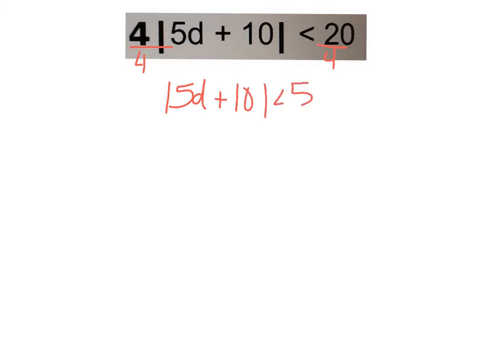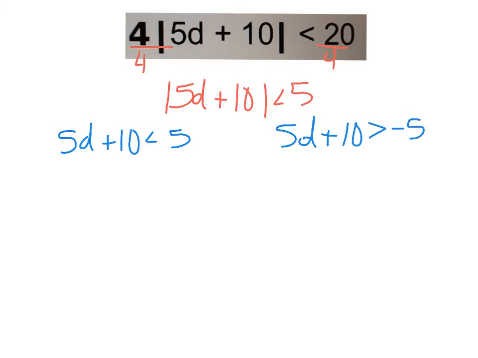Now that my absolute value is alone, now I can write my two separate inequalities. So 5d plus 10 is less than 5, and then 5d plus 10 is greater than negative 5. Do not forget to flip your inequality symbol when you go to the negative number. Solving each separately, so the variable is being multiplied by 5 and added by 10, so we're going to subtract 10. On the right hand side there, they are different signs, so we subtract and take the sign of the bigger number, giving us negative 5. Then we're dividing both sides by 5, so d is less than negative 1.